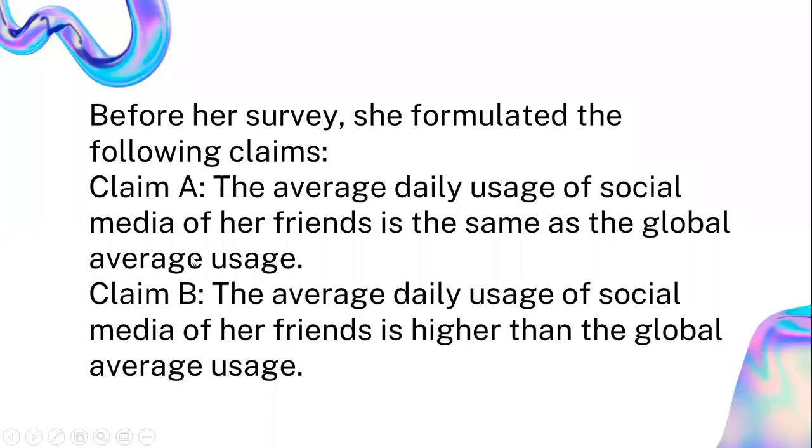So with that, claim A is actually an example of a null hypothesis. Why null hypothesis? Look at this one: it says "is the same as," meaning there's no significant difference. You are comparing the global average usage, or the population mean, to the average daily usage of her friends. So claim A is already an example of a null hypothesis, while claim B is an example of an alternative hypothesis. This is one way by which we can show that there is a difference between the two.